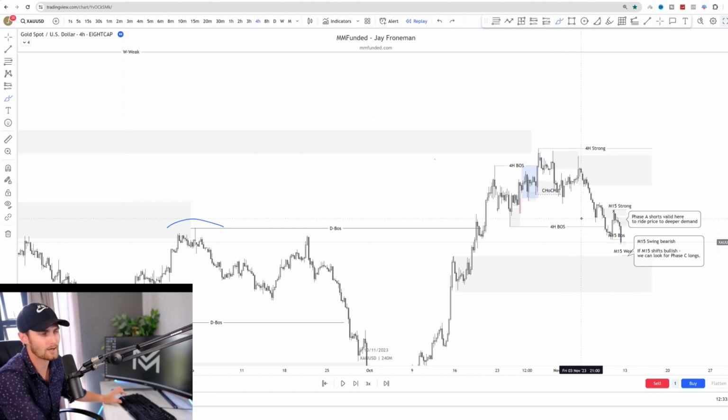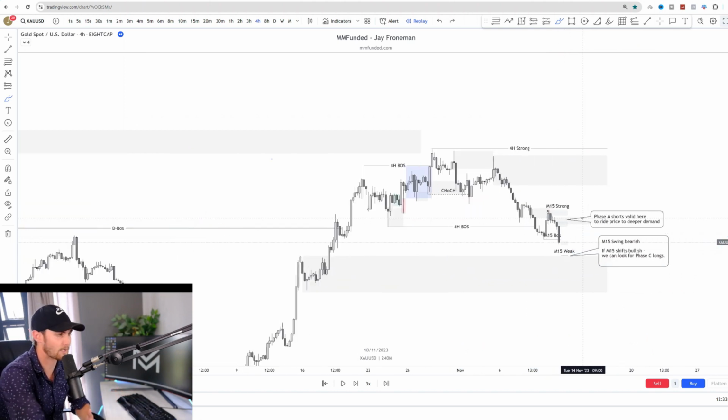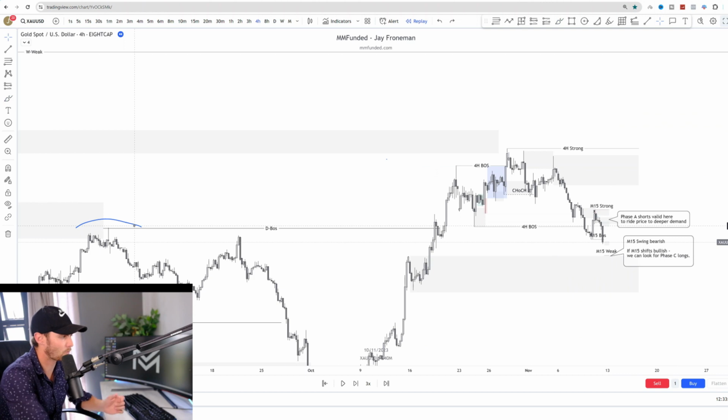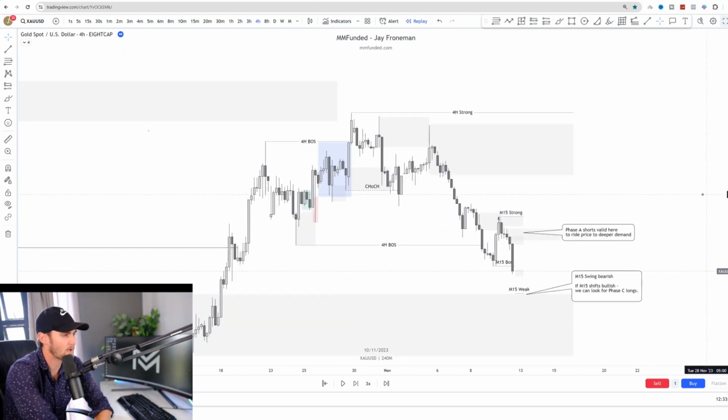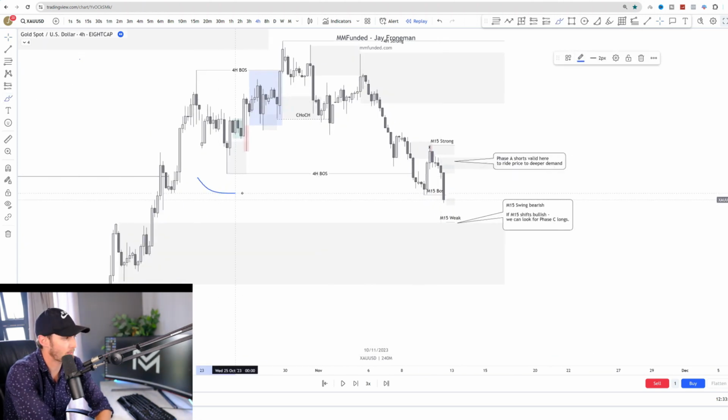How do we identify the start of the daily pullback? Well, come back to what I said. From the weekly, we go to the daily because the daily is the weekly internal. From the daily, we go to the 4-hour because the 4-hour is the daily internal. So once that 4-hour swing structure shifts the opposite direction after the daily break of structure, that confirms we're now going to start a bit of that daily pullback. So yes, gold has currently just had that 4-hour swing break.